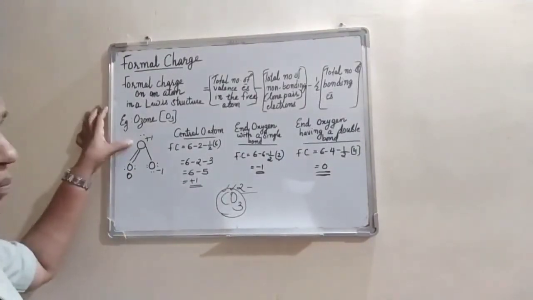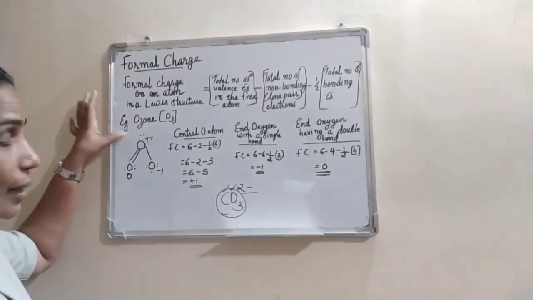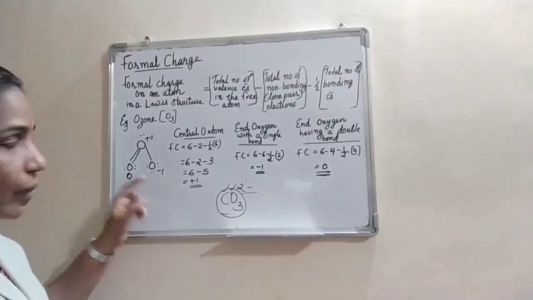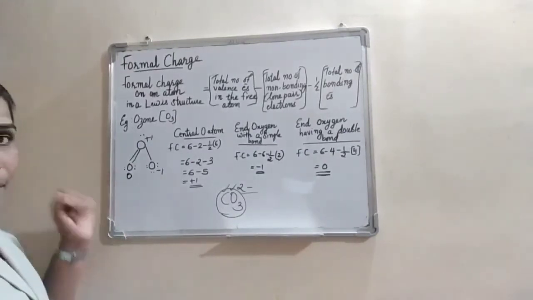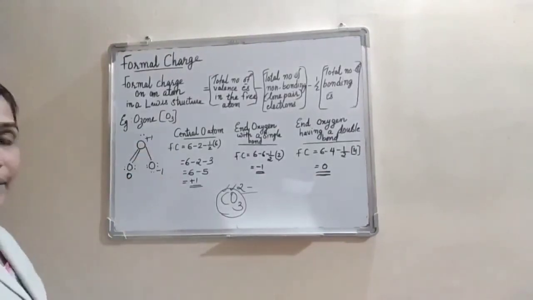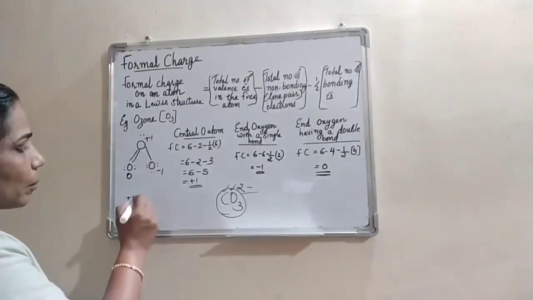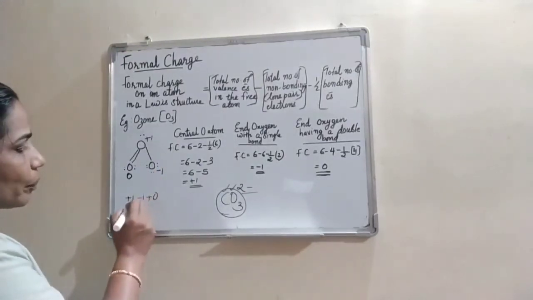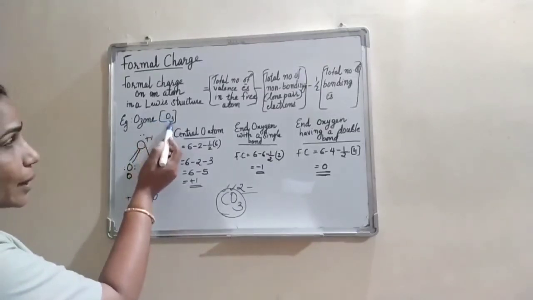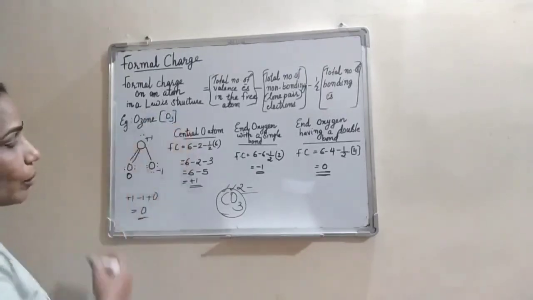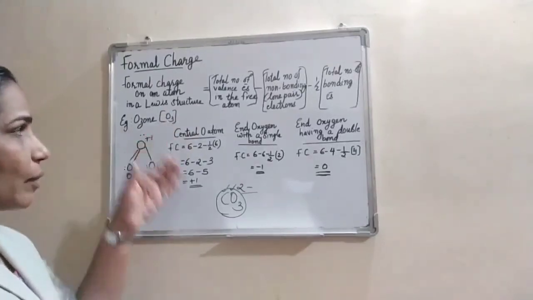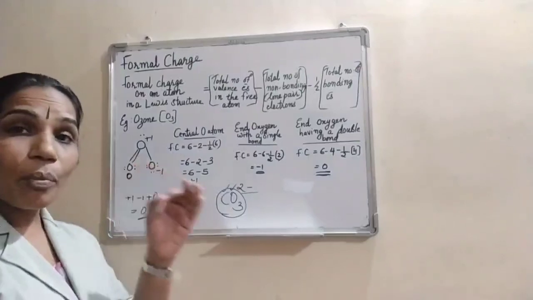Then the formal charge of this central oxygen atom is plus 1, this oxygen atom has a formal charge minus 1, and 0 for this oxygen. Then what will be the net charge? Net charge: plus 1 minus 1 plus 0 is equal to 0. Then the net charge on this polyatomic molecule is 0, isn't it? In this way, we can calculate the formal charge on an atom.